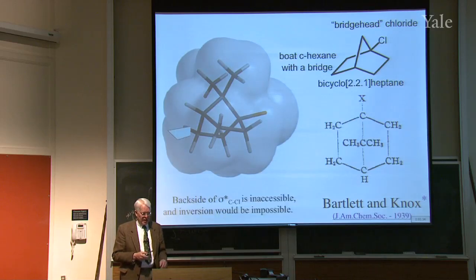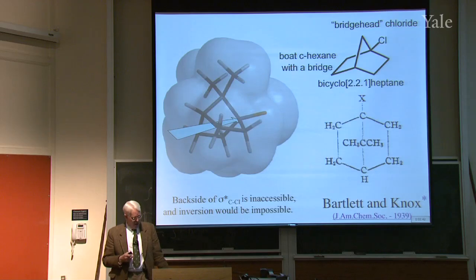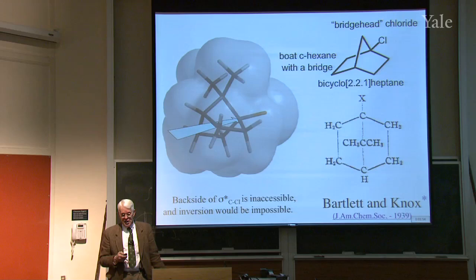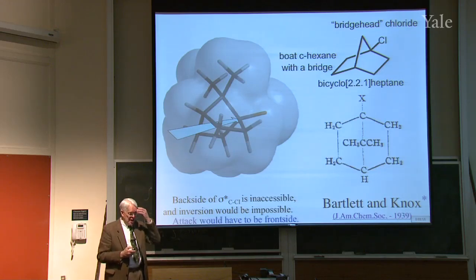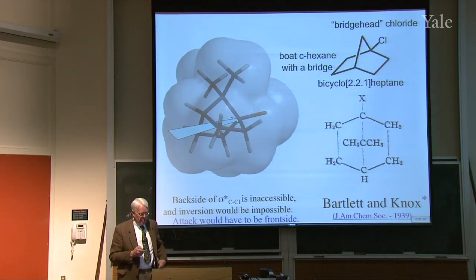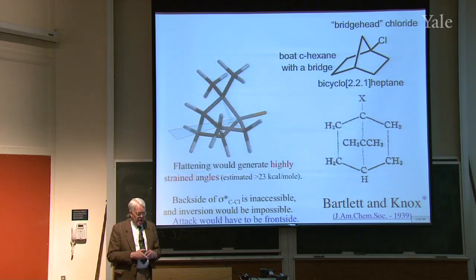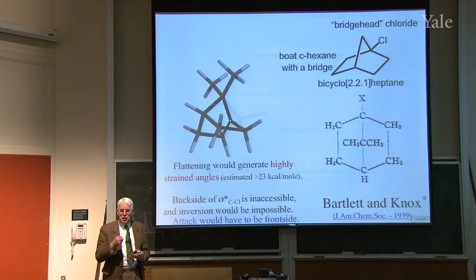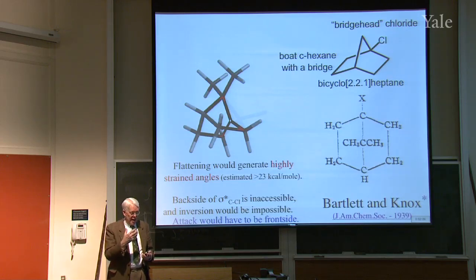Okay, now here's a space-filling model of it, and there's where you would have to attack to get at the backside of sigma star. So that's obviously out of the question, that you could get in there. So the molecule is designed so you can't do backside displacement. The question is, if you can't do backside, can you do front side displacement? Right? So the attack would have to be front side. Now notice something else about this structure, right? If you were to flatten that carbon, if you were to lose the chloride without attacking it and generate a flat cation, that would require generating really strongly strained angles here, here, and here, right?